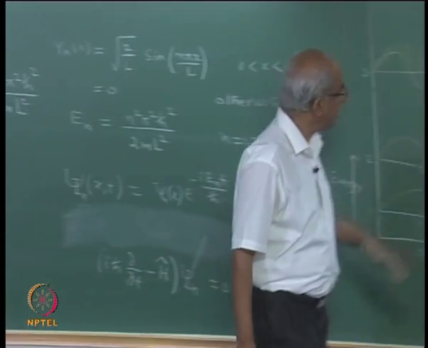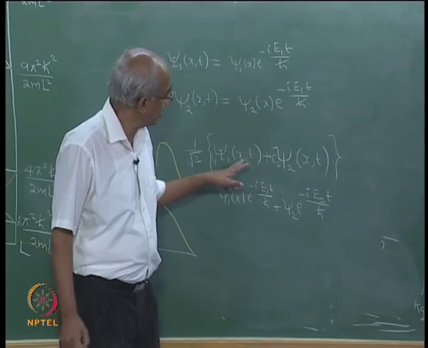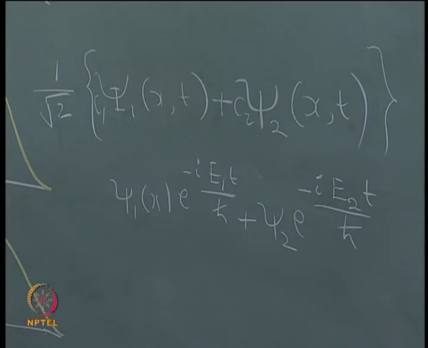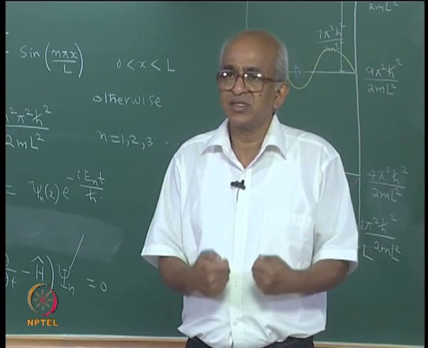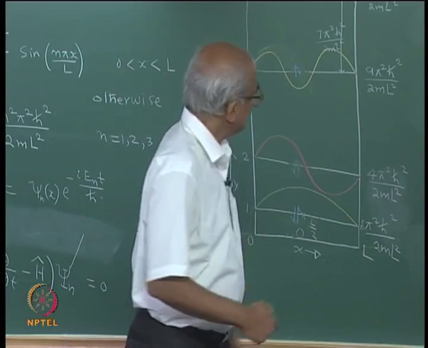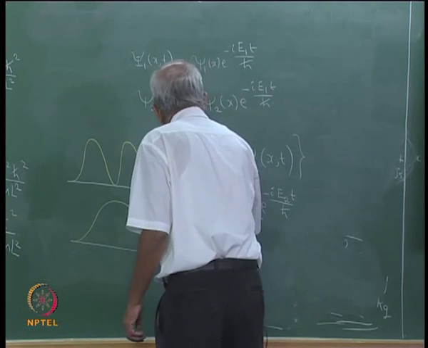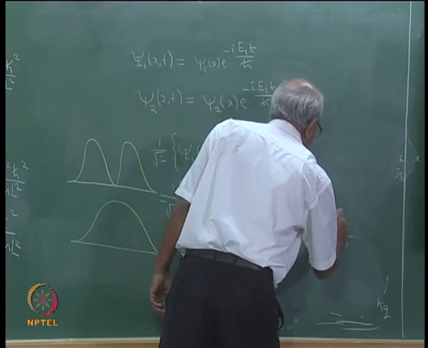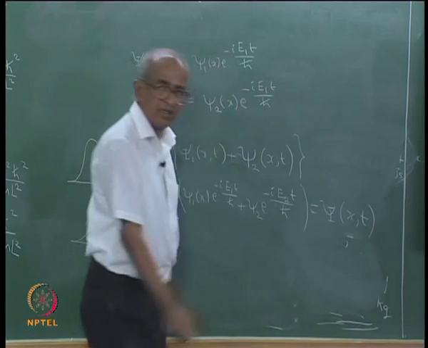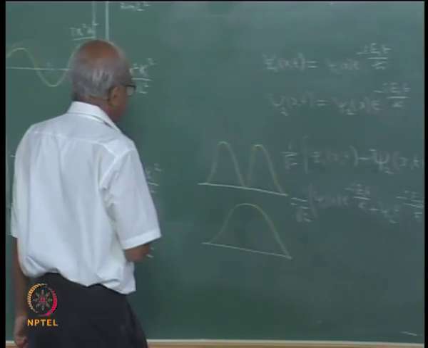So, therefore, I can take any linear combination like C1 psi 1 plus C2 psi 2, this is referred to as a linear combination. It will obey the time dependent Schrodinger equation, but this is not a stationary state. Why is it not a stationary state? The reason is, if you took this particular function, say that this is your psi, then you can actually calculate psi star psi. Suppose you had calculated psi star psi, what would be the answer?